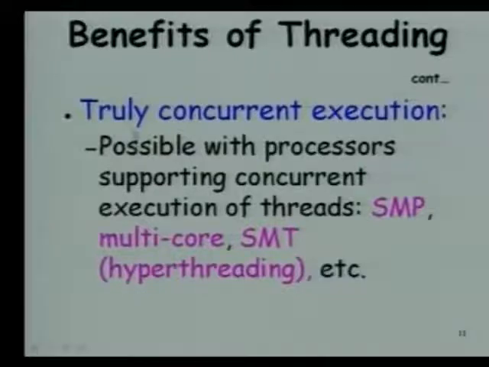And also, in the modern processors, we can have multiple threads executing in a truly concurrent manner. We will discuss this topic in the subsequent slides. The processors that support concurrent execution of threads are called simultaneous multiprocessing, symmetric multiprocessors, multi-core processors, and simultaneous multi-threading, which is also called hyper-threading. So, we will look at each of these techniques.